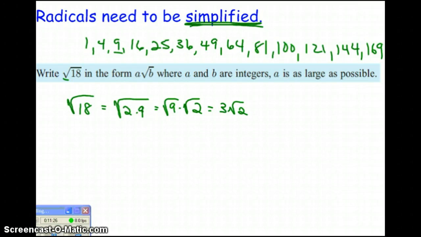This is simplified. This is the correct answer in the eyes of IB. This is not. All radicals must be simplified. That's why I still have the square root of 2. It stays in the radical because it doesn't have a perfect square, so it stays inside the radical.